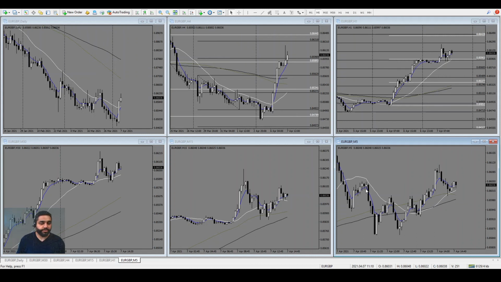And how much do you take it for? It could be your 50 pips, your 100 pips, or 150 pips. But I personally don't like going beyond 50 pips per trade on FX. It's just better to be safe than sorry.